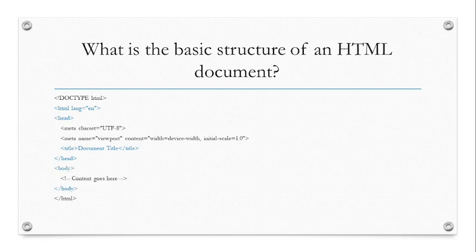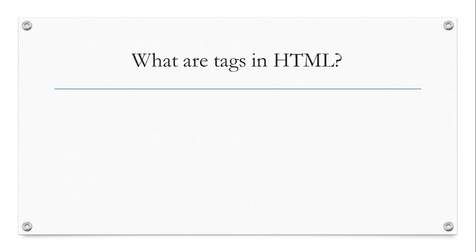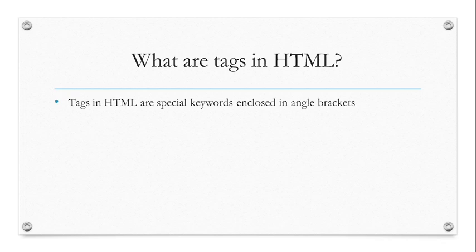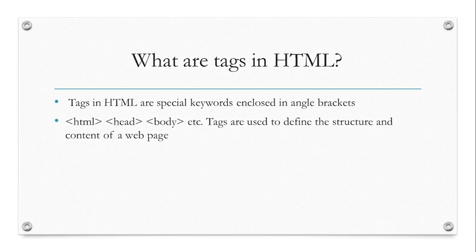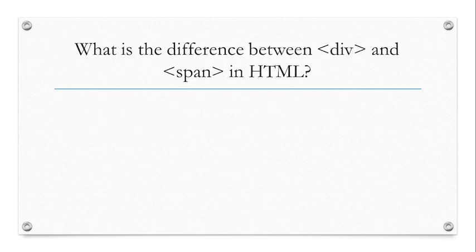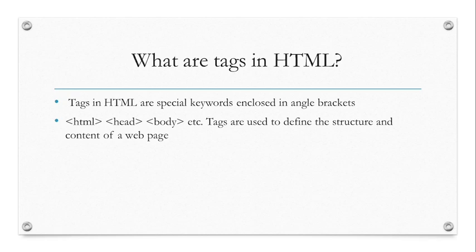Question 3. What are tags in HTML? Tags are the building blocks of HTML. They are enclosed in angle brackets, such as html, head, and body. Most tags come in pairs, an opening tag, like p, and a closing tag, like /p. These tags define how content should be displayed. Some tags, like img, are self-closing, meaning they don't require a closing tag.